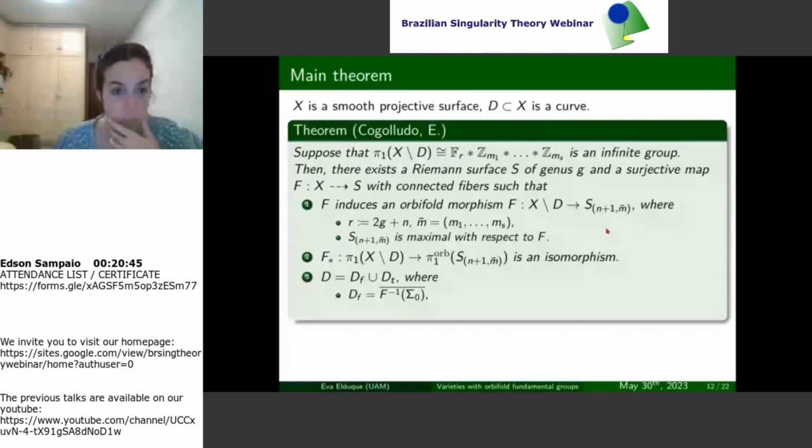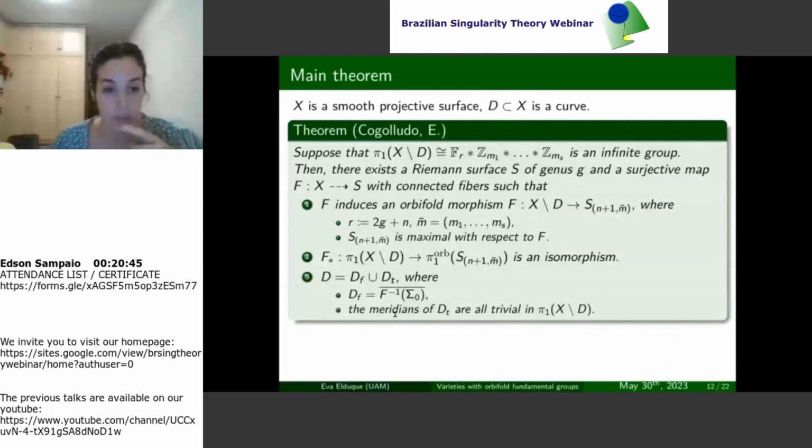Well, you have to take the closure, right? Because this is a rational map. And T stands for trivial. So the meridians around the components of D_T are all trivial in the fundamental group of the complement. So essentially, the only curves that you can get that give you this fundamental group of the complement are unions of fibers and some other components that don't really matter for the fundamental group, because its meridians are trivial. Okay.